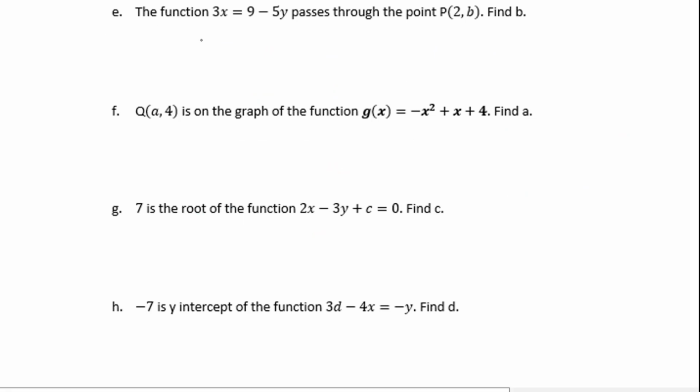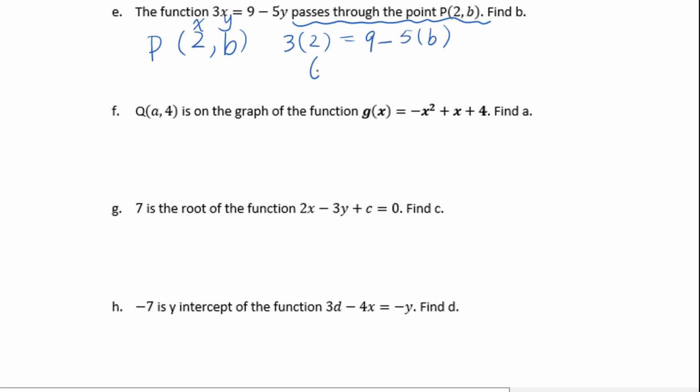Let's go to E. The function 3x equals 9 minus 5y passes through the point P (2, b). Find b. We do know for this point P, that's (2, b). This will be x, here's y. So we plug into this function. You will get 3 times 2 equals 9 minus 5b. We get 6 equals 9 minus 5b.